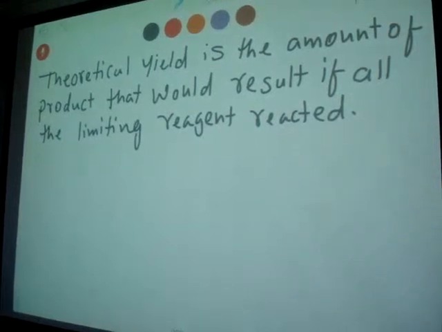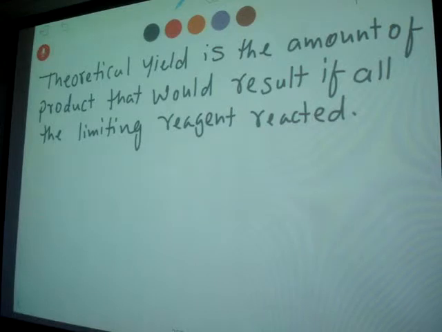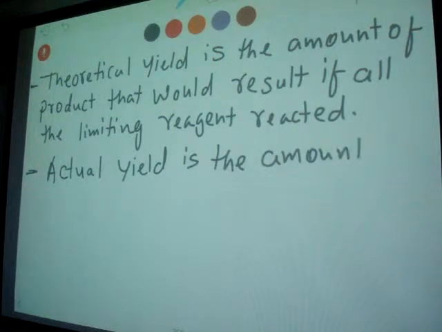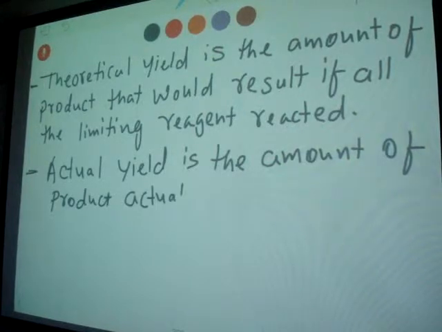Alright, so theoretical yield is the amount of the product that would result if all limiting reagent reacted. Alright, that's the theoretical. And what is actual? Actual yield is the amount of product actually obtained from a reaction. So it is the amount of product actually obtained from a reaction.